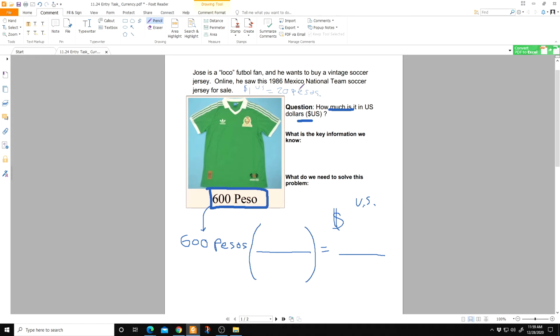$1 US is 20 pesos. So what that means is we know that we can do some work here. Now, what's something that we could do? Well, like I can show you real quick. We could do something like this.